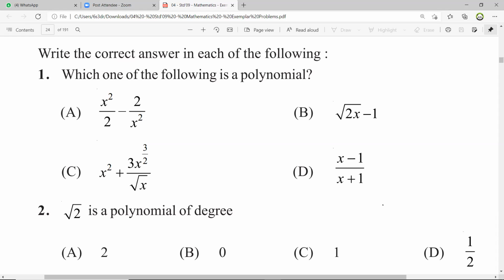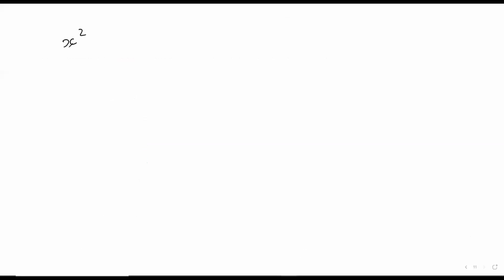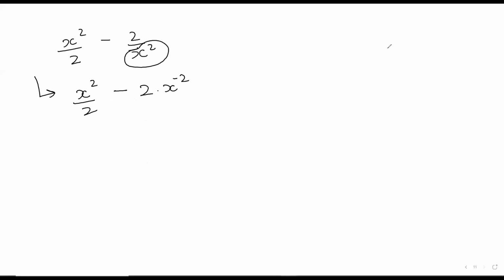The first one is x square by 2 minus 2 by x square. So, Mridula, let's just rewrite this. Can we write this as x square by 2 minus 2 into x to the power minus 2? Yes. So this x square is right now in the denominator, so it doesn't really count. The 2 over here doesn't count when you're looking at the power or the exponent.